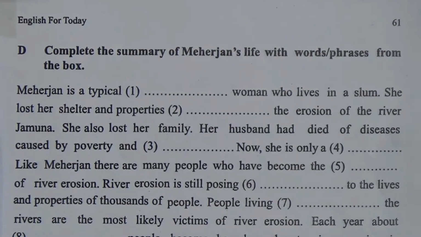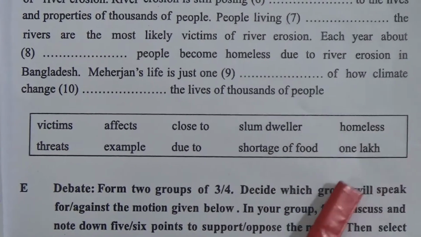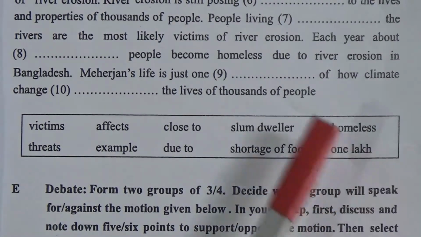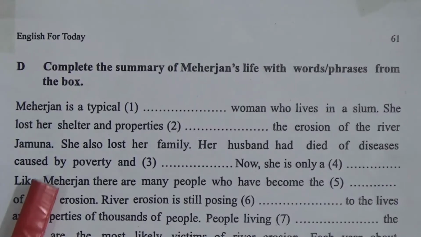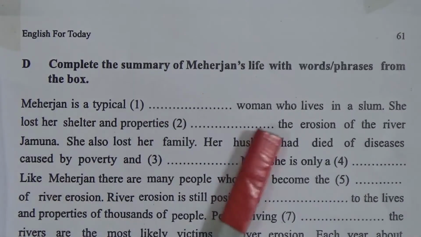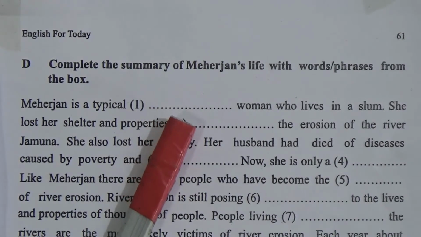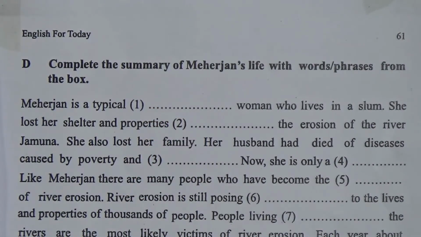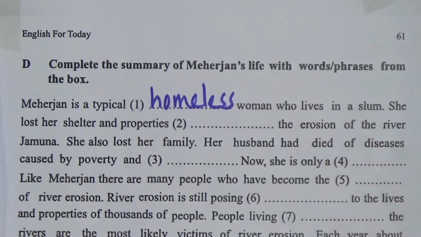So at first we will read the words which are given in the box: victims, threats, affects, example, close to, due to, slum dweller, shortage of food, homeless, 1 lakh. Okay, let's read the summary of this passage. Meherjan is a typical dash woman who lives in a slum. So what will be here? Yes, you are right, Meherjan is a typical homeless woman who lives in a slum.